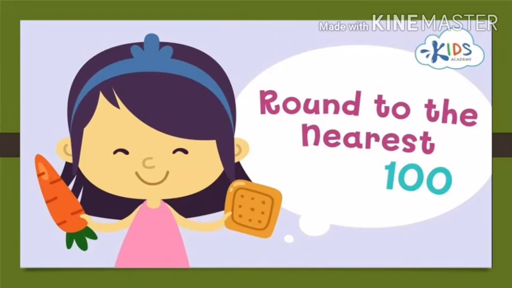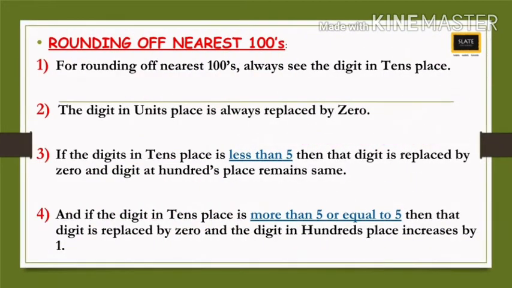To round off a particular number to its nearest hundreds, we need to follow mainly 4 steps. Let's see what those are. Our first step is, to round off a number to its nearest hundred, we need to compare the digit at the tens place. The second point is the digit in the ones place is always replaced by 0. So here we are finding the nearest hundreds. For that we are comparing the tens place digit. Then what about the ones place digit? That will always be replaced by 0 only.